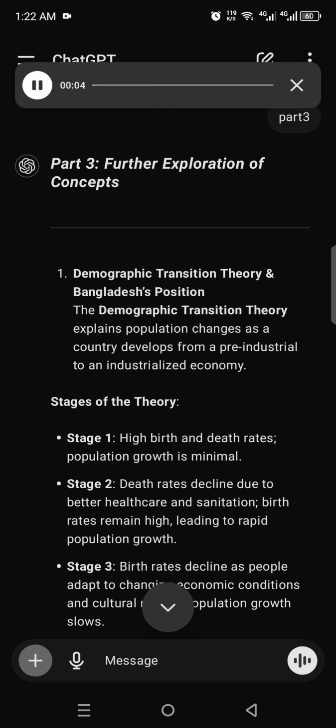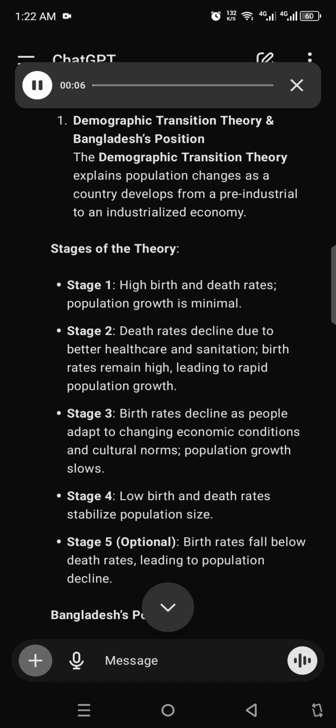11. Demographic transition theory and Bangladesh's position. The demographic transition theory explains population changes as a country develops from a pre-industrial to an industrialized economy. Stages of the theory. Stage 1: high birth and death rates, population growth is minimal. Stage 2: death rates decline due to better healthcare and sanitation. Birth rates remain high, leading to rapid population growth.